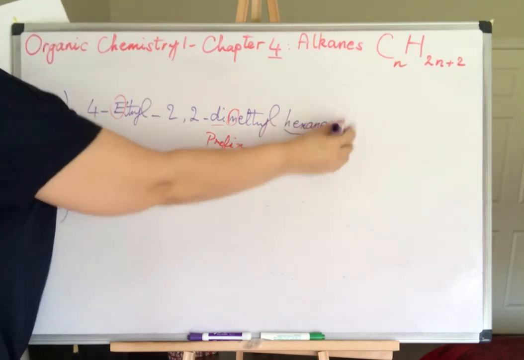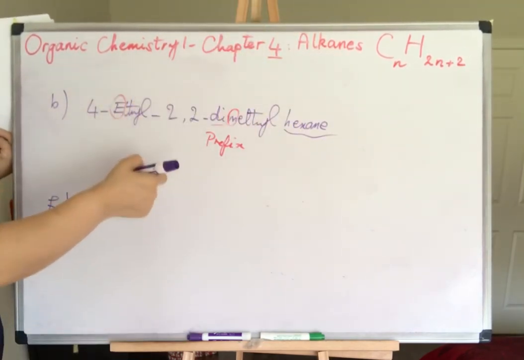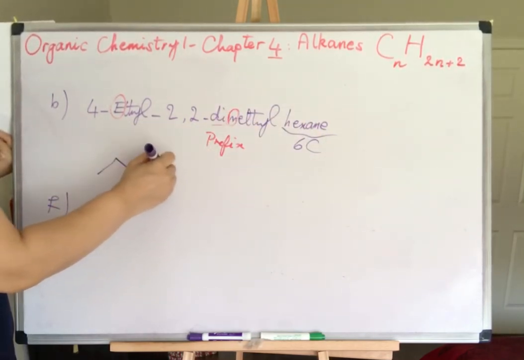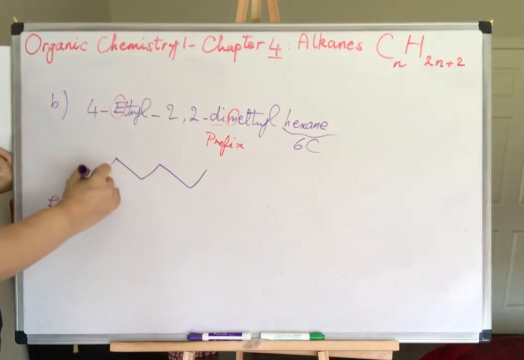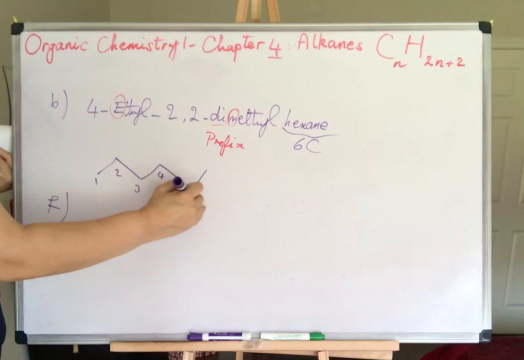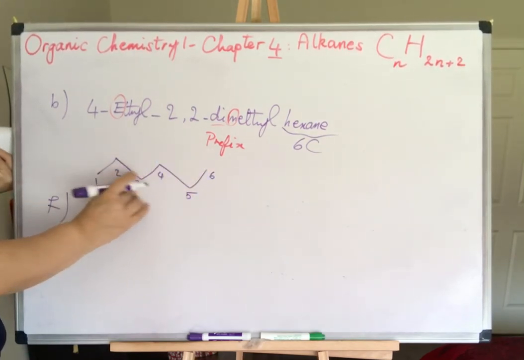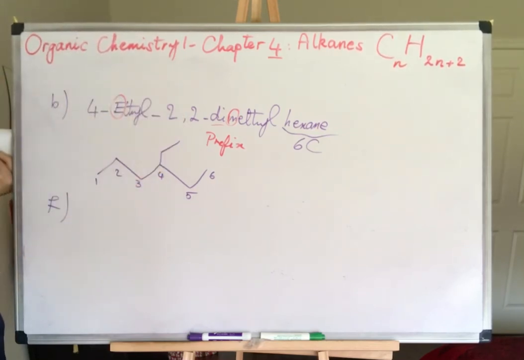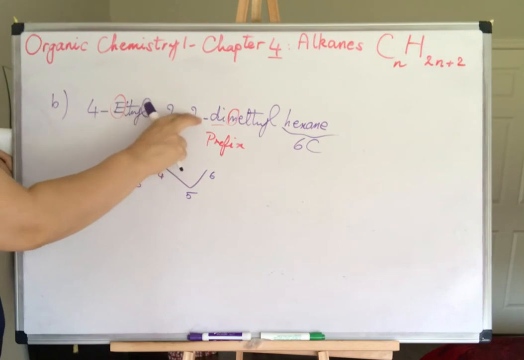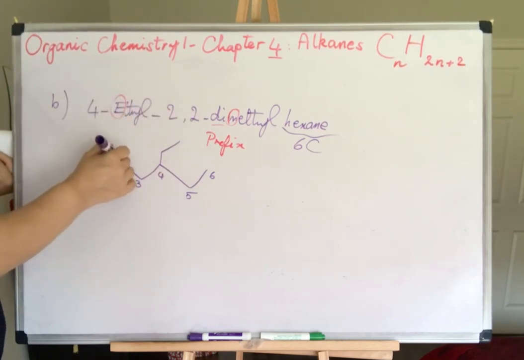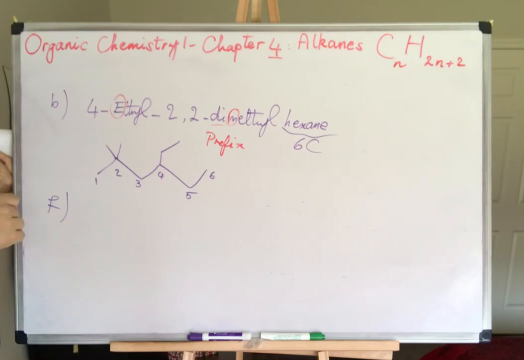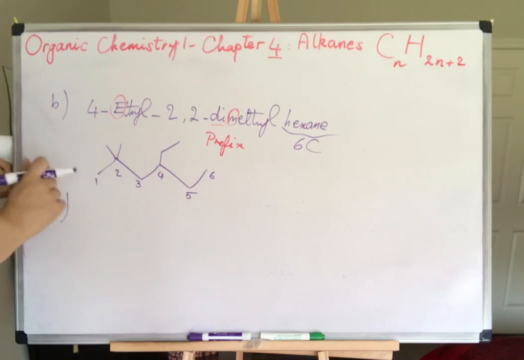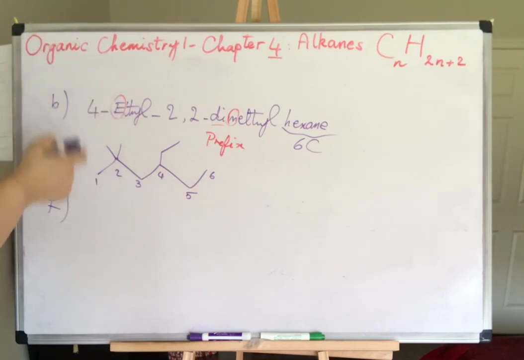So again, going from name to the structure, look at the parent name, hexane. Hexane means 6 carbons. 1, 2, 3, 4, 5, and 6. What's going on? Let's number it. And then on the 4th carbon, there's an ethyl group. Ethyl group needs 2 carbons, 1, 2. And on the 2nd carbon, there are 2 methyl groups, so that's why you have to mention di. If you had 3, you would say tri. I will give you an example of drawing such a structure.